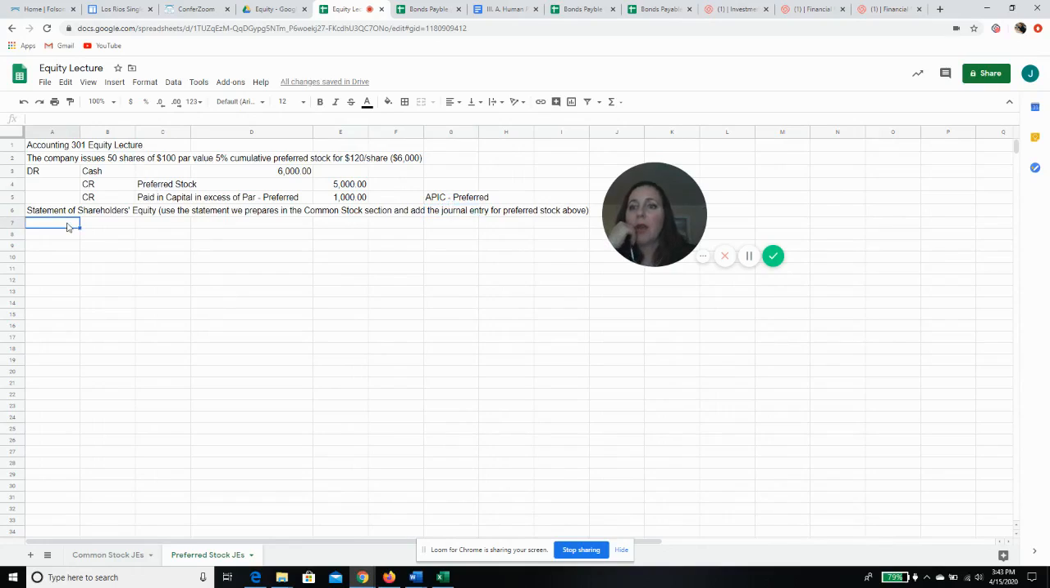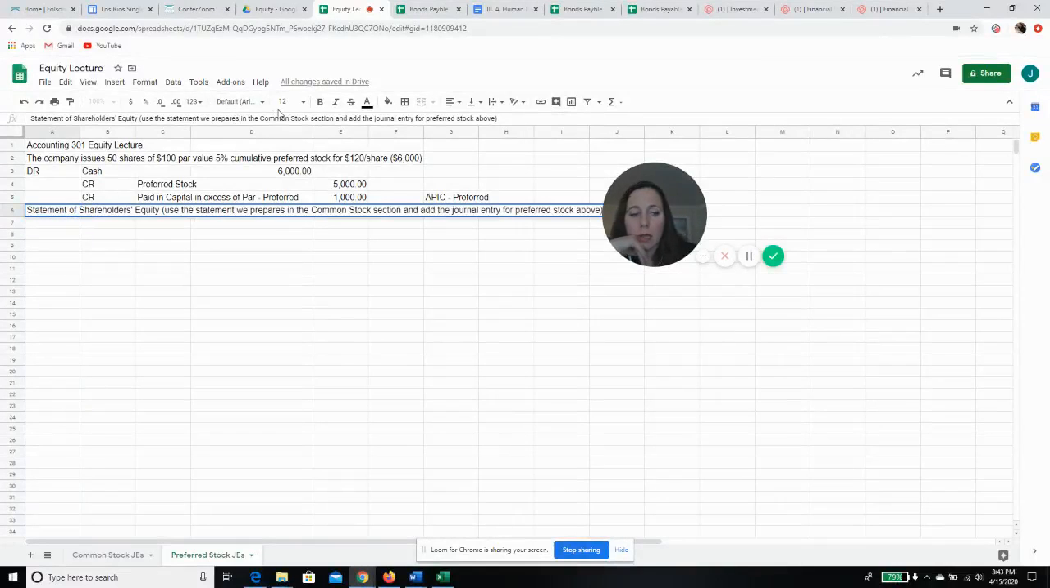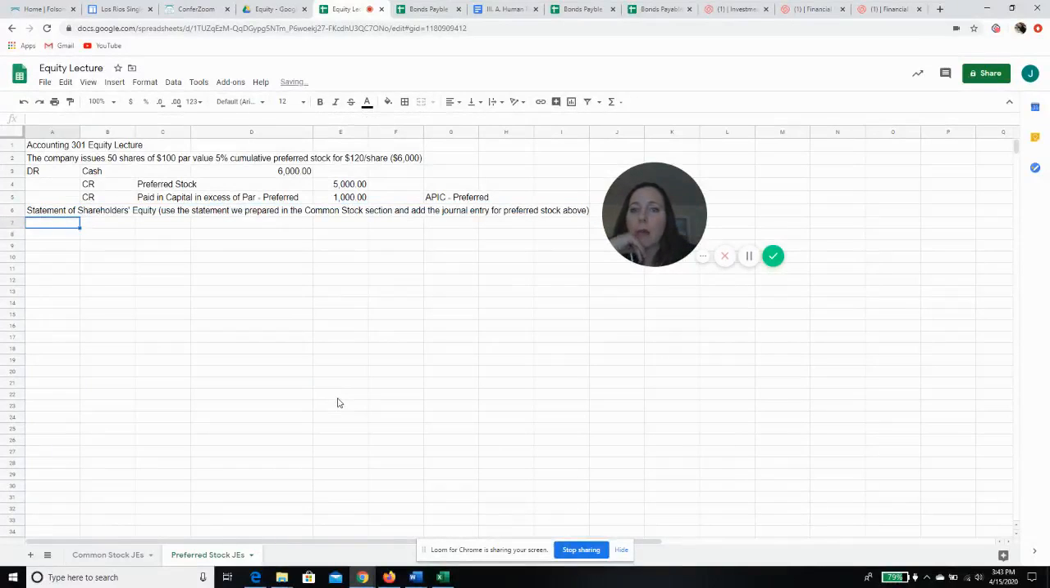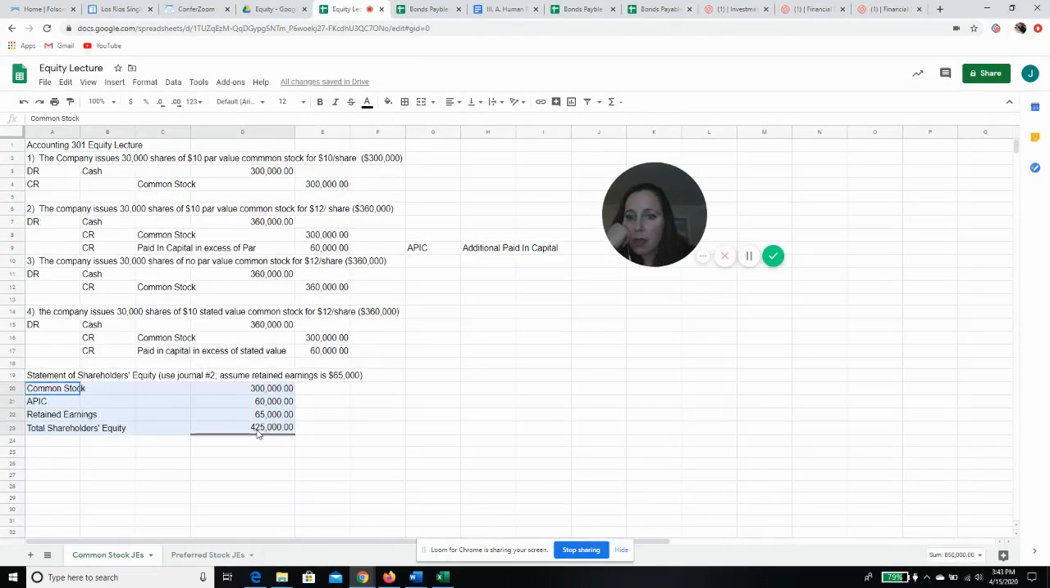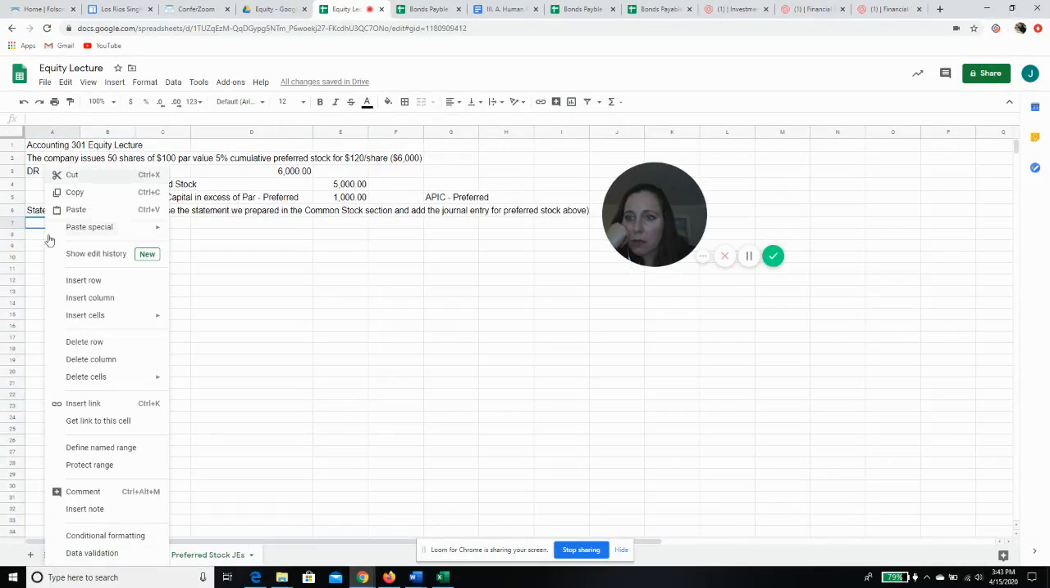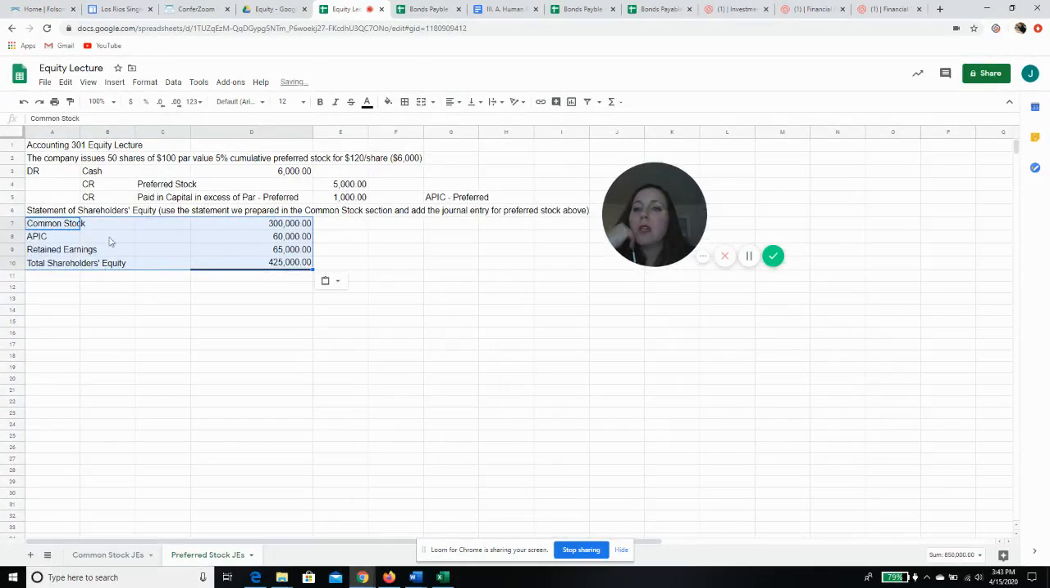All right, so now I'm going to do my statement of shareholders' equity, and it says, use the statement we prepared in the common stock section, and then add the journal for the stock above. So I'm going to go ahead and do that. I'm going to just copy this over, copy, paste. All right, so I know I issued common stock for 300,000, APIC, and because I know I'm going to be adding preferred here, I'm just going to call it APIC common.